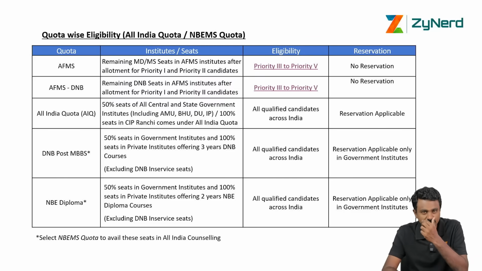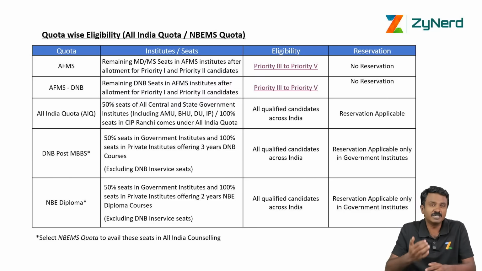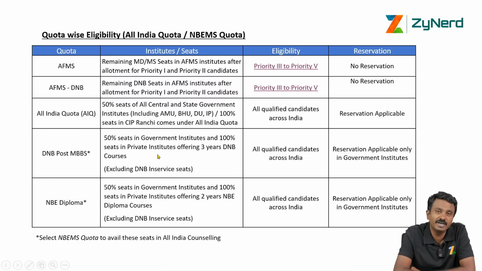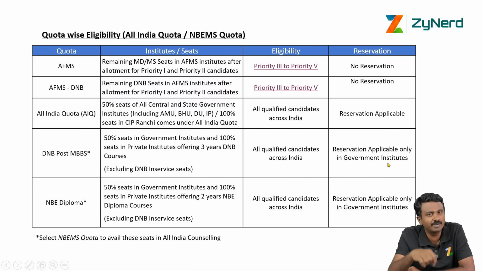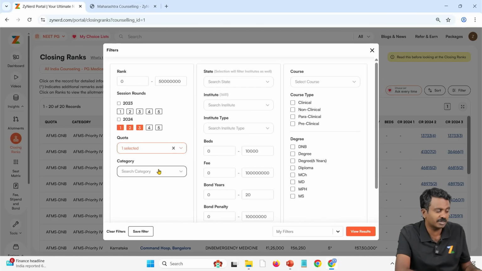Let us say there is a district hospital in Gujarat, General Hospital Gujarat, district hospital in Rajasthan, 50% of those DNB seats come under All India Counselling, and that is under DNB post MBBS quota under the counselling. This is a 3-year course. And every qualified candidate across India is eligible. Private institutes don't have a reservation. Government institutes have a reservation. Central reservation is applicable.